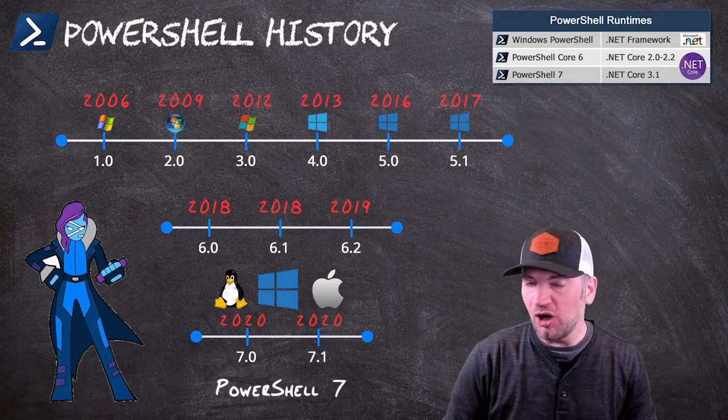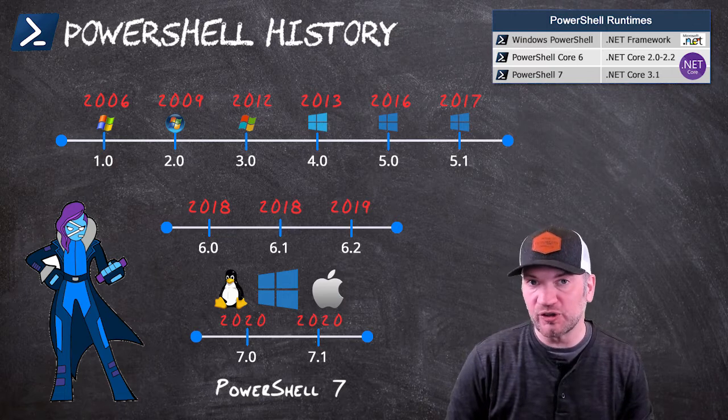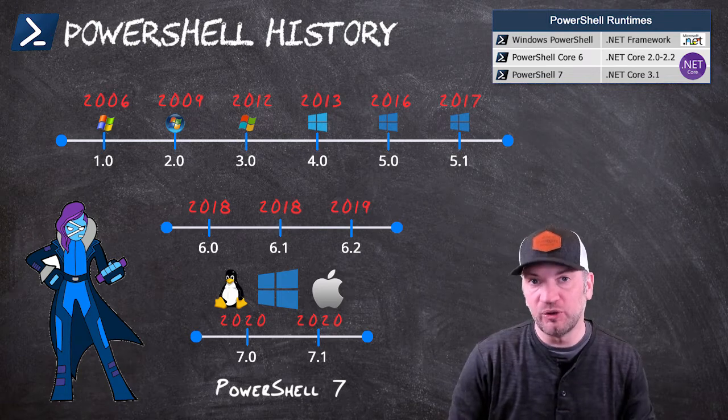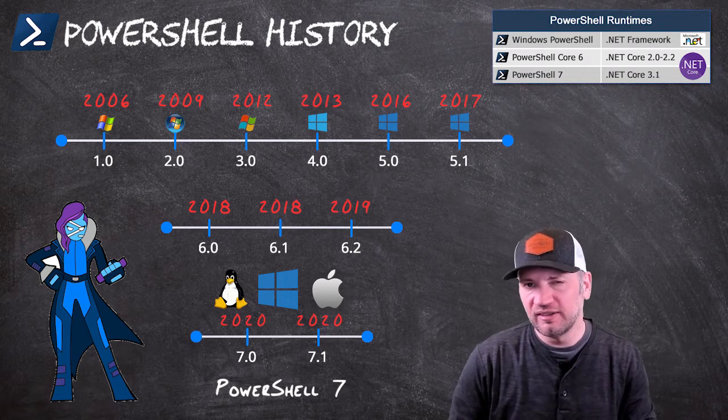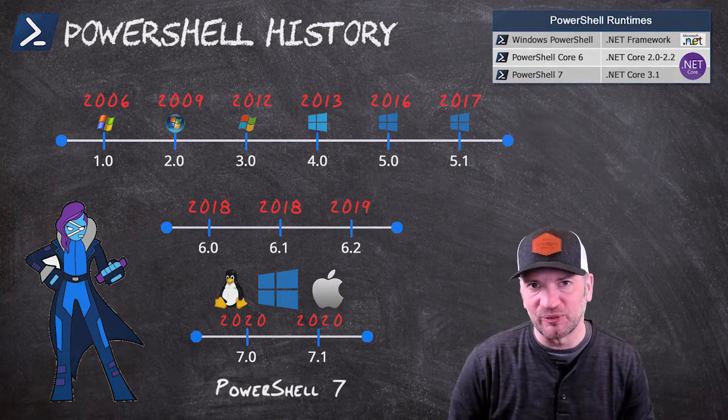PowerShell 7 shipped with almost as many commandlets as Windows PowerShell 5.1. It's loaded with new features, and it's based on .NET Core 3, which is far more mature than .NET Core 2 and contains a lot of backwards compatibility with Windows PowerShell modules. Let me show you a few ways that we can get it up and running.